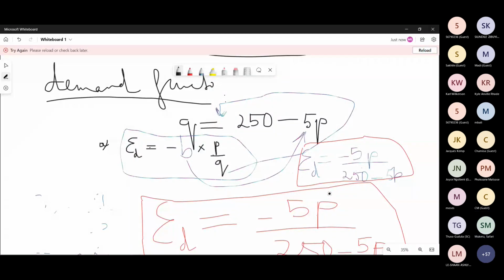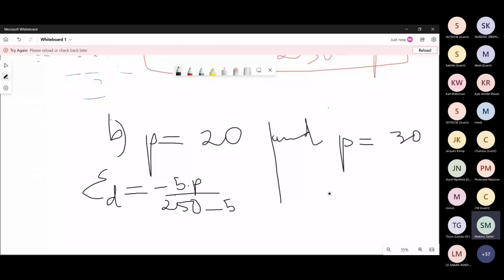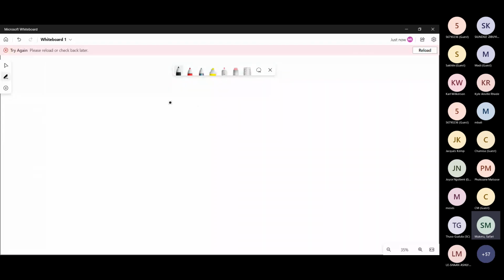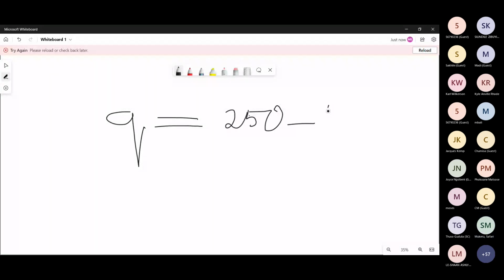Oh, yeah, sure. Let me repeat briefly. Here the demand function is given. Q, the number of calculators that is sold or demanded, equals 250 minus 5 times P, where P is the price. The meaning is that if the price is 0, Q will be 250.